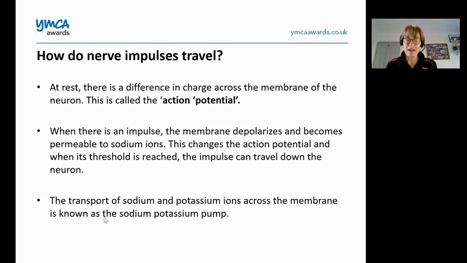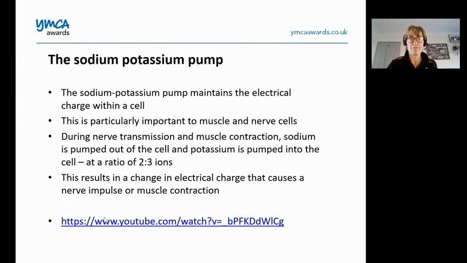To be able to understand this, we have to look at something called the sodium potassium pump, which is the movement of sodium and potassium ions across that membrane that allows this depolarization and repolarization to occur. So, deep breath, let's dive in and see what we've got here. So, our sodium potassium pump, this is what's responsible for maintaining the correct electrical charge within a cell. This is constantly working to ensure that the status of the neuron is such that it's ready to receive an electrical impulse and then resets it after that's been received.